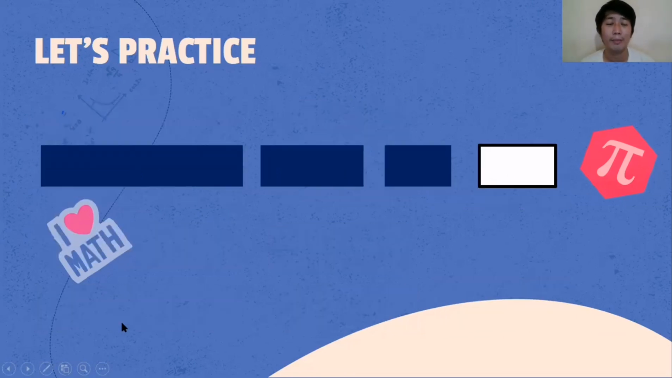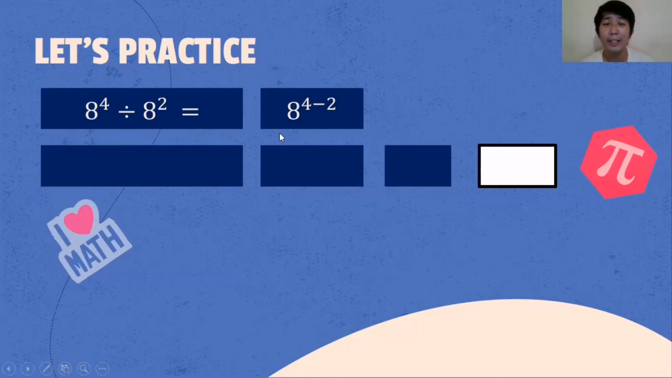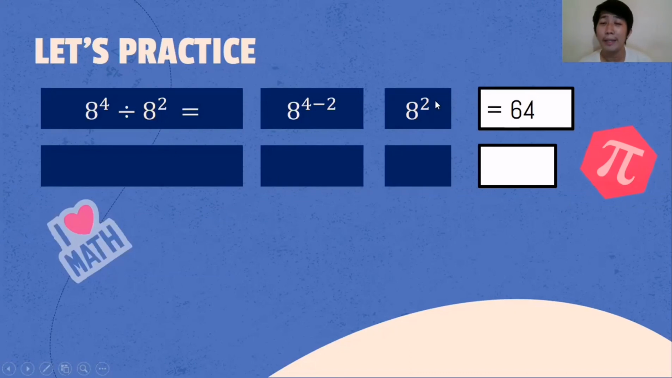Another example, 8 raised to 4 divided by 8 raised to 2. So we have the same base. What do we do on this part? Division rule. So that means we will be, very good, subtracting the exponents. So 4 minus 2, that is 8 raised to 4 minus 2, that is 8 raised to 2. Then 8 raised to 2 is equal to 64 because 8 times 8 is 64.